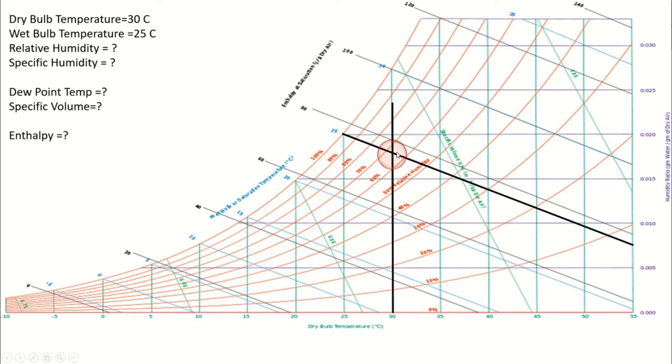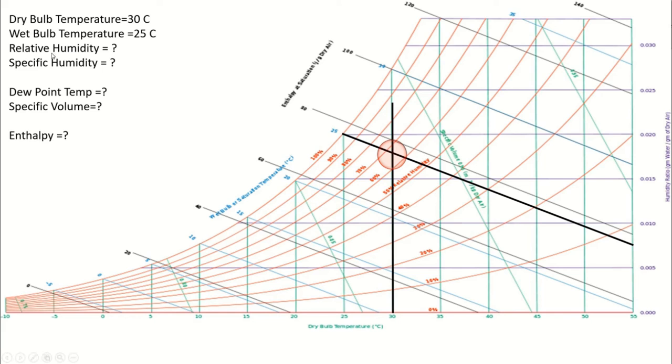Then we find the point of intersection. This is my point of intersection. Now guys, what you have to do is draw a line from the point of intersection to the scale of the required parameter, but your line should be parallel to the required parameter lines. Repeat once again, whenever you want to find a parameter on the psychrometric chart, you need to draw a line parallel to the required parameter line till the scale of the required parameter.